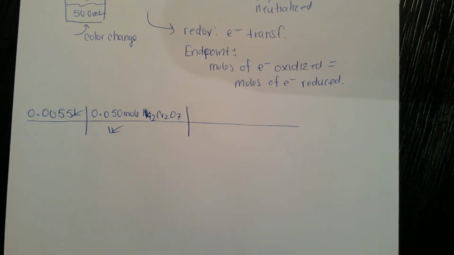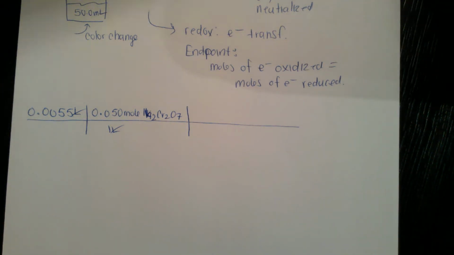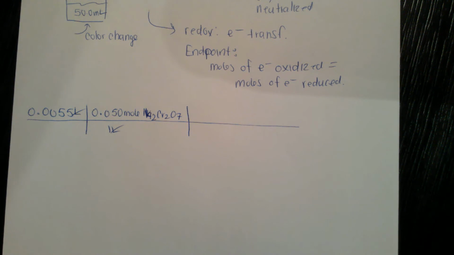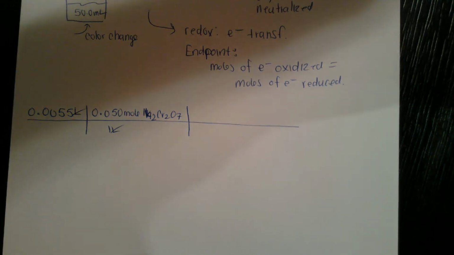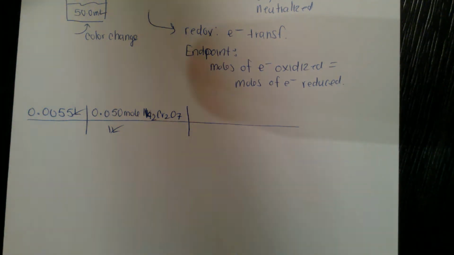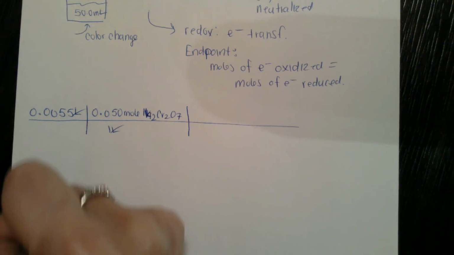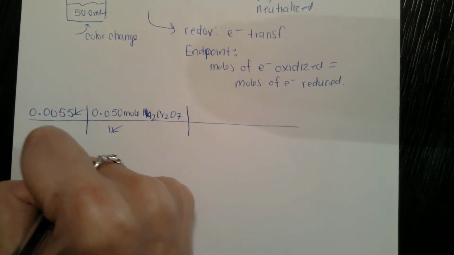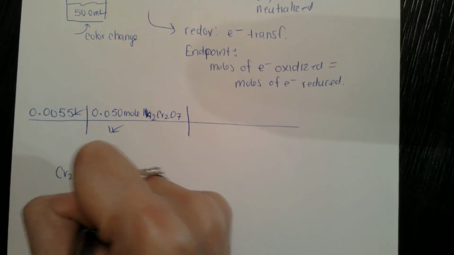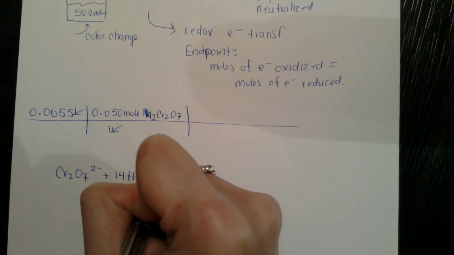So in this redox reaction, if we take a look at what's happening in the process, we want to relate our electrons to what's happening in the process. If we look at that half reaction, it was Cr2O7 2-, plus 14H+, plus 6 electrons.